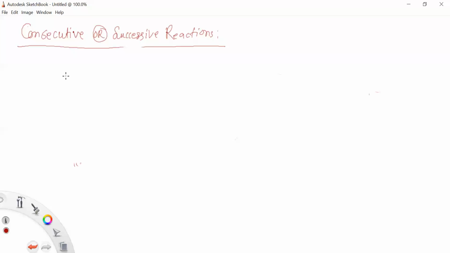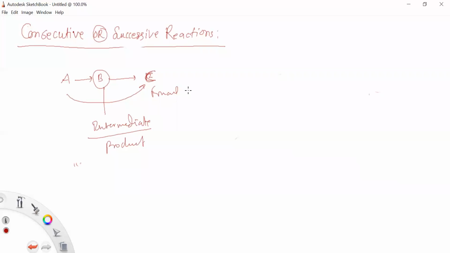For example, consider the general reaction where A is converted into B and B is converted into C. This reaction is called a consecutive reaction. So from A, B is formed, and from B, C is formed. This one is your final product, and this one is called an intermediate stage, and this product is called an intermediate product. Such reactions are called consecutive reactions or successive reactions.